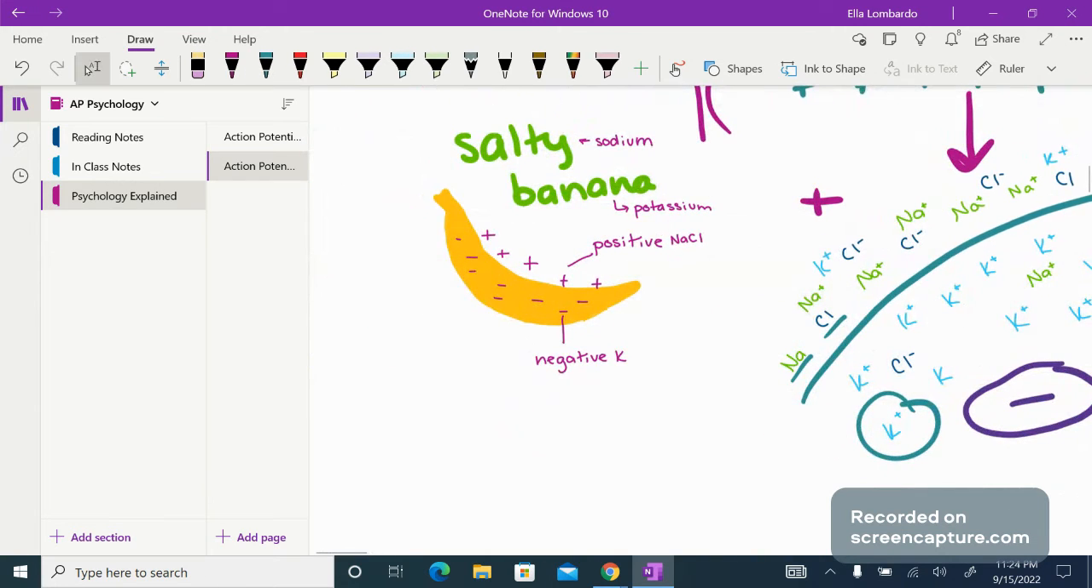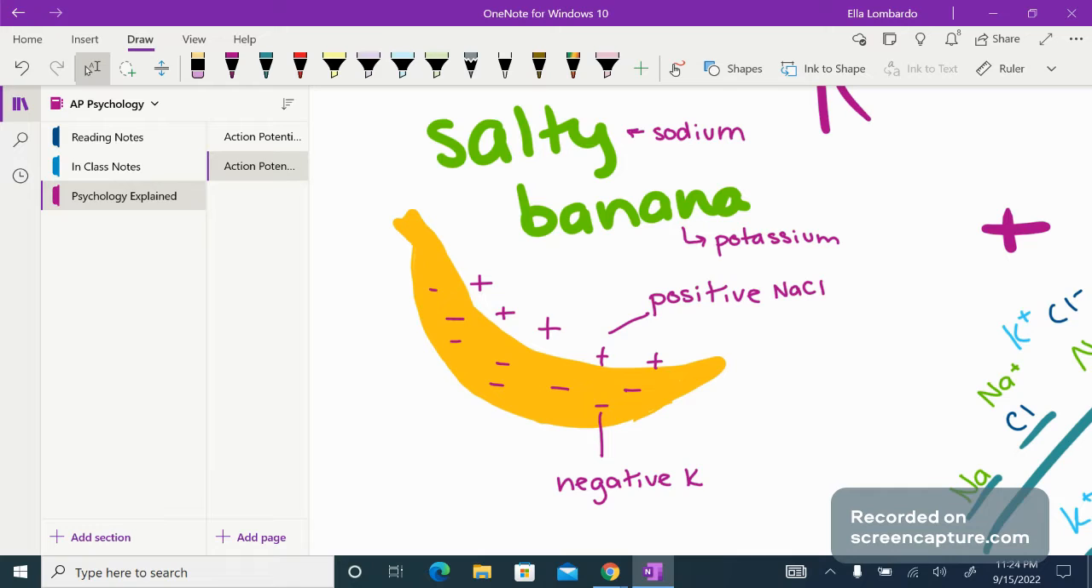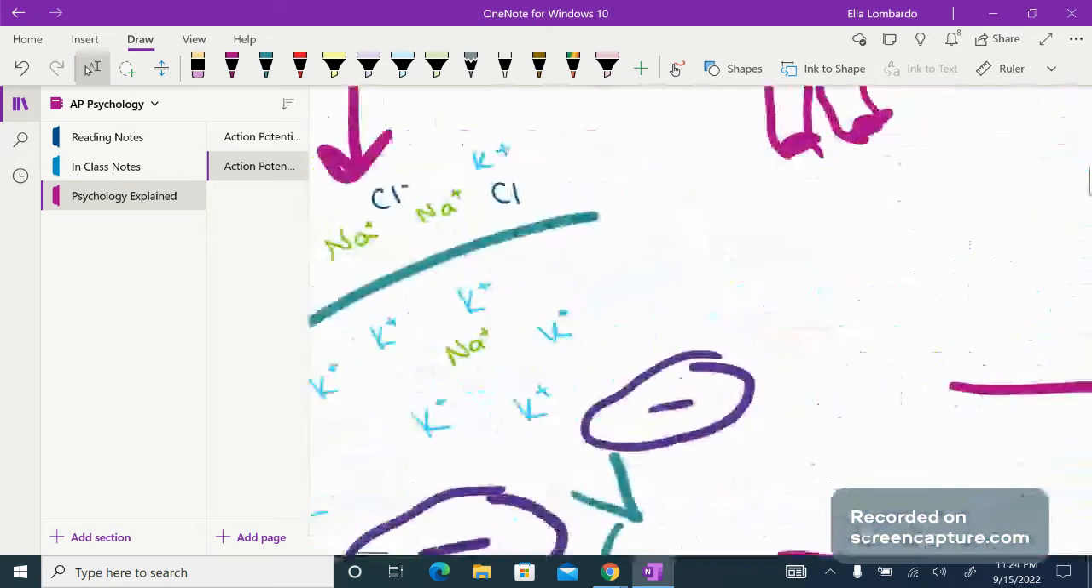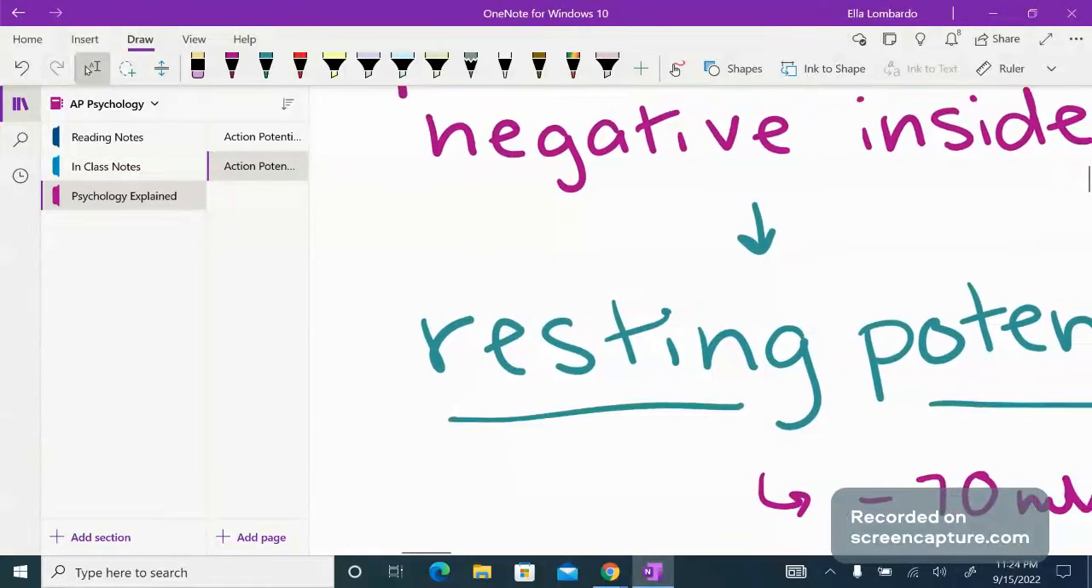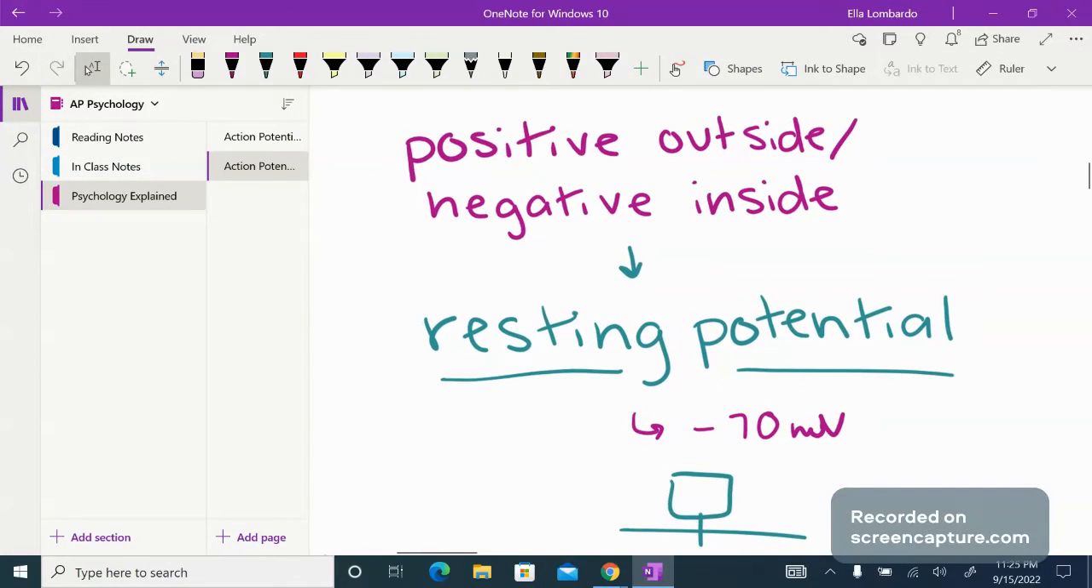A way to remember this is a salty banana. If I were to pour salt on a banana, we all know that salt is full of sodium and bananas are full of potassium. The salt would sit on the outside, creating that positive NaCl that we have, and then the inside is made out of potassium, so that we have that negative K. This positive outside and negative inside is called resting potential.